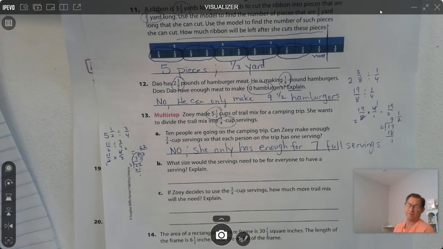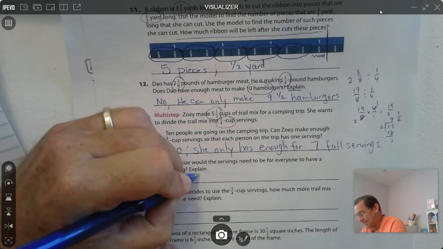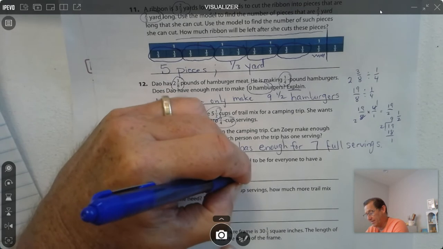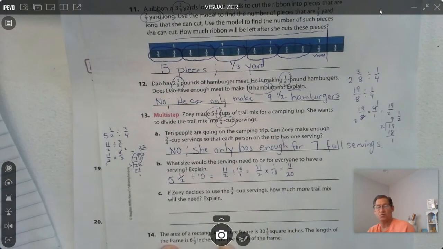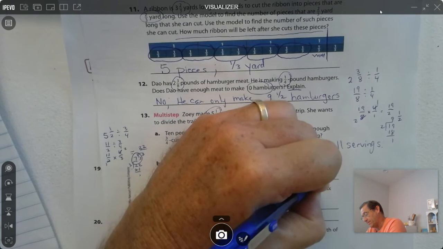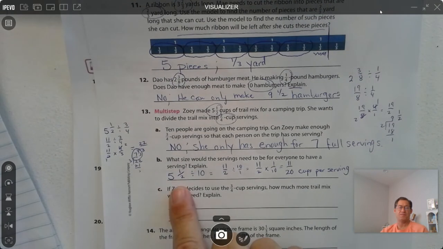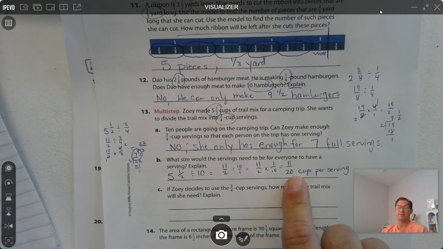B, what size would the servings need to be for everyone to have a serving? Well, there's 10 people, right? And she has 5.5 cups. So we can figure that out by saying 5.5 divided by 10. So that would be 11 halves divided by 10 over 1, which is the same as 11 halves times 1/10. So 11/20 cups per serving. Okay, all we did was take the total that she made, divide by the number of people that are going, which is 10, and they would have to each get 11/20 of a cup.